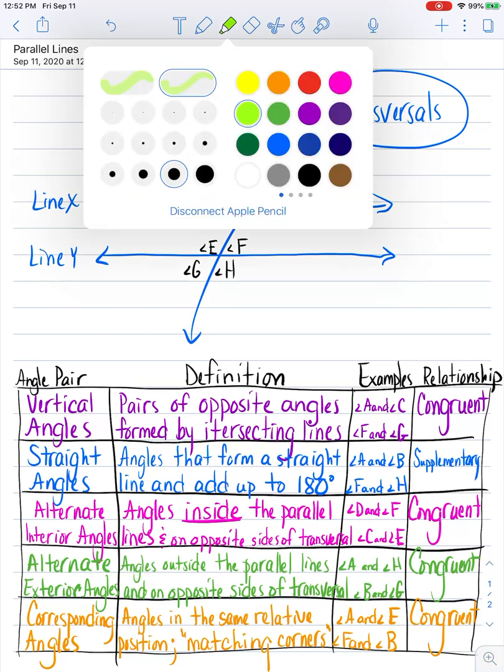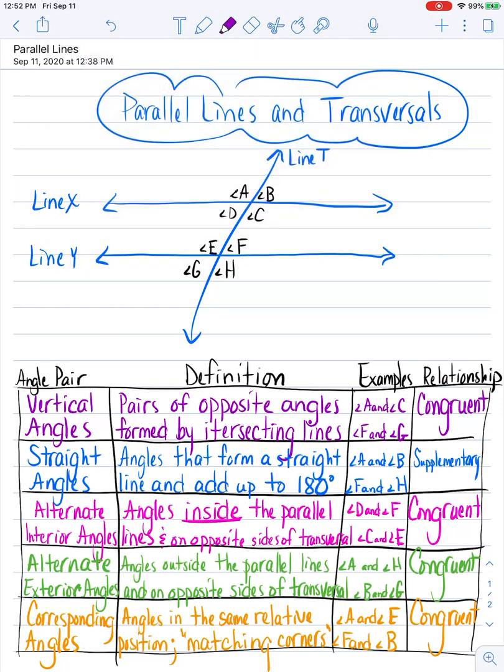So the first type of angle pair that we see are vertical angles. And it says that these are pairs of opposite angles formed by intersecting lines. And they are congruent. Remember, congruent means same. So the example that they give us are angle A and angle C. You'll notice those are just flipped or opposite angles, and they're the same. Another example that they give us is angle F and angle G.